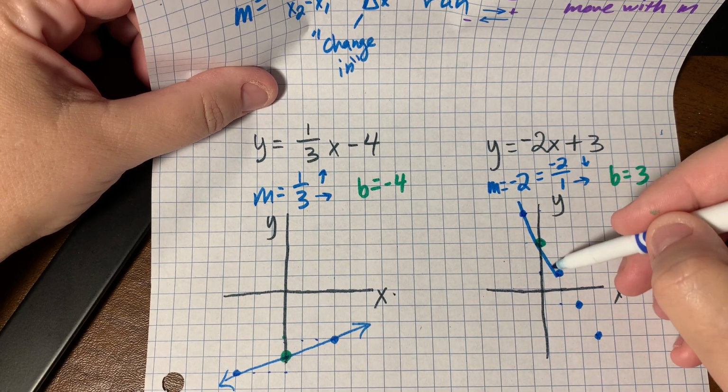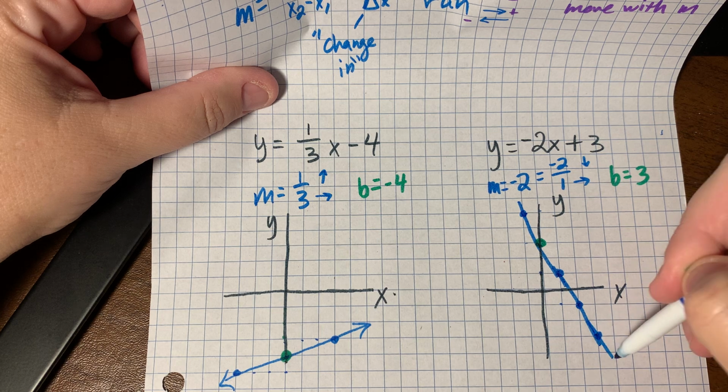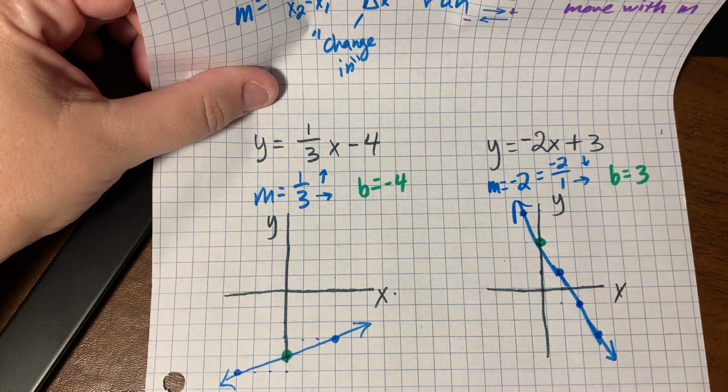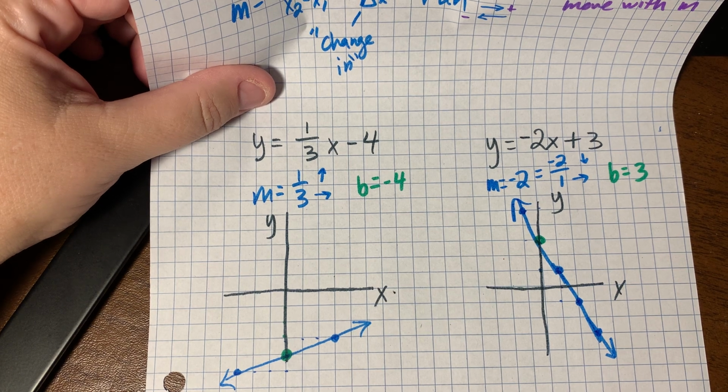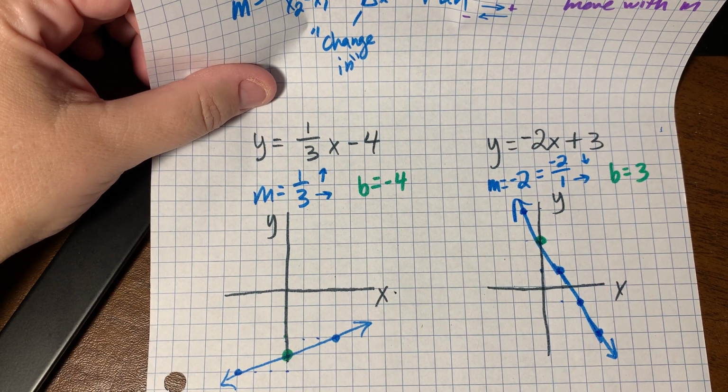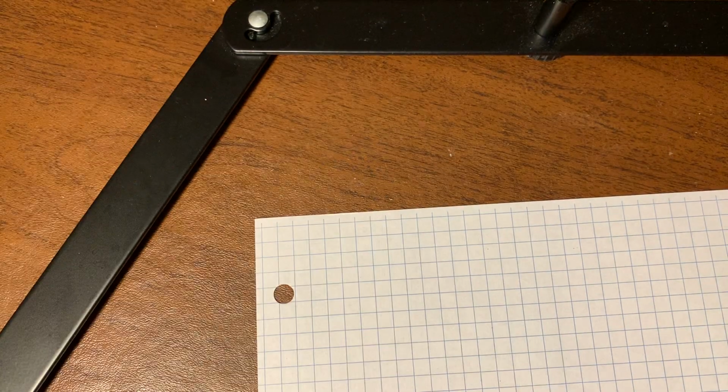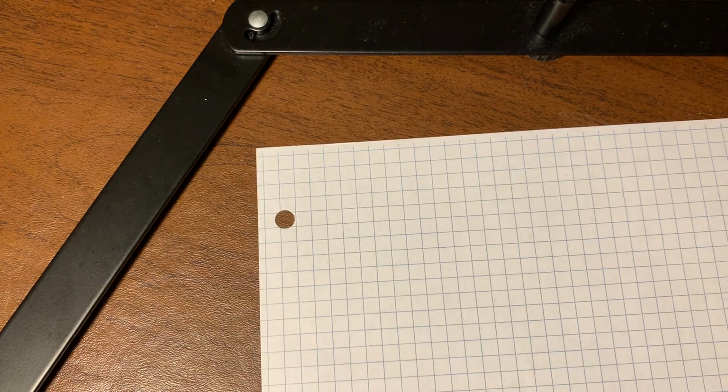I'm going to connect these. Ooh, I wish I had a ruler. It would look a lot better. Doing this on an angle doesn't help either. But there's your line. Now sometimes they'll give you a function in standard form. So let's talk about what we can do there.